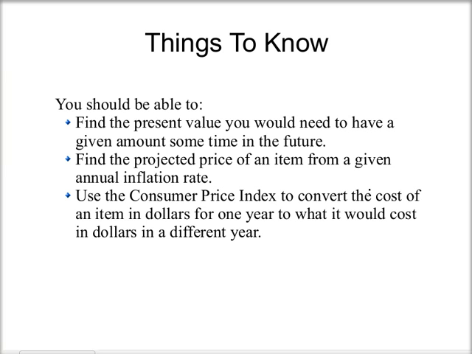So things you should know for this section: you should be able to find the present value you would need to have a given amount sometime in the future. You should be able to find the projected price of an item from a given annual inflation rate. And you should be able to use the Consumer Price Index to convert the cost of an item in dollars for one year to what it would cost in dollars in a different year.